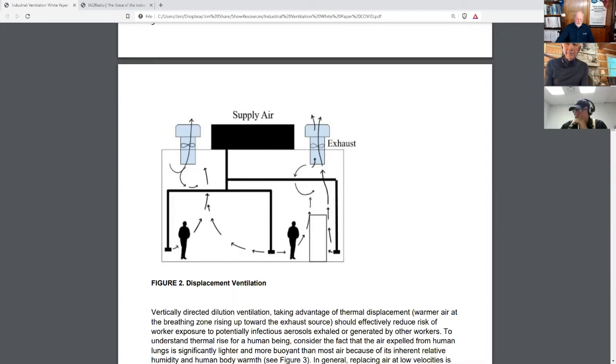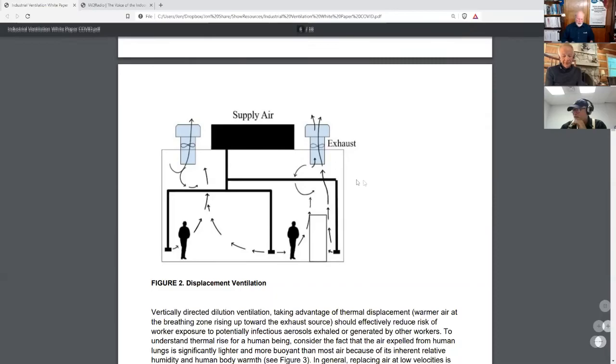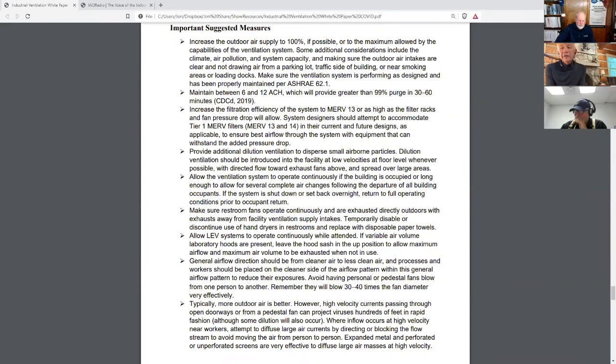Gotcha. And then do you want to go to the last set of recommendations there? Yeah, let's do that. These bullet points are the ones that we really wanted to highlight to everybody. They're kind of simple and practical and pragmatic. And this is true in almost any setting, whether it's a manufacturing facility or not. But certainly we want to increase our outdoor air supply to 100%.